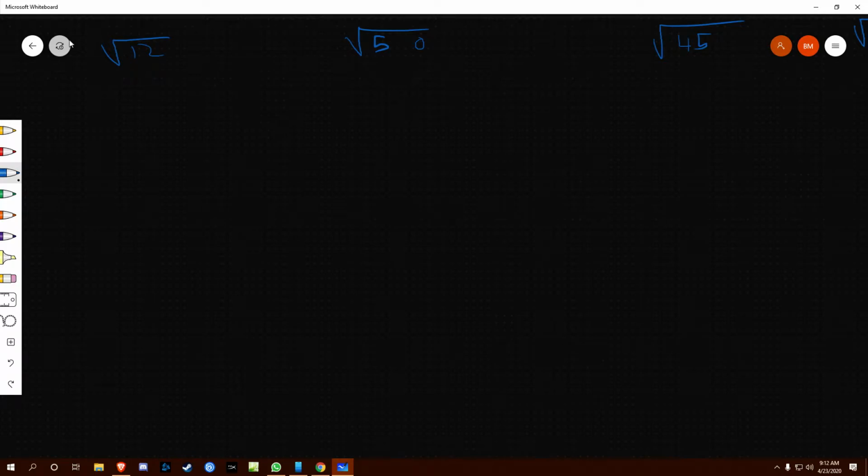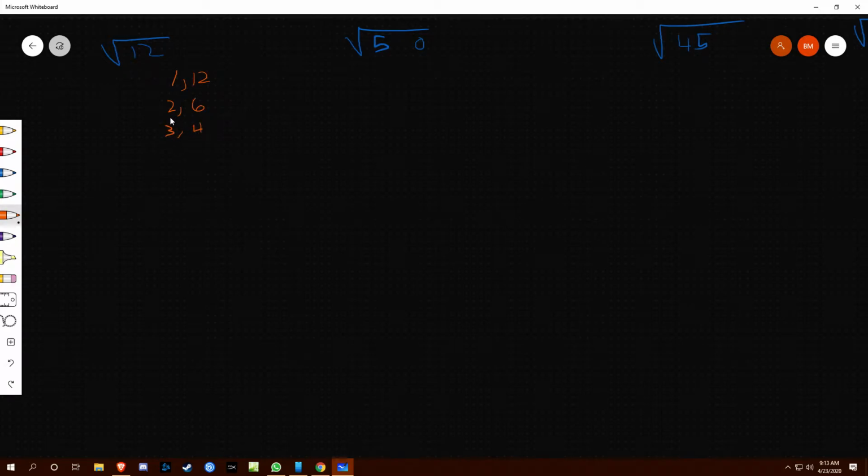So I'm going to start with square root of 12. How do I simplify square root of 12? What I'm going to do is find all the factors of 12. So that's where the factor sheet comes into play. So it's 1 times 12, 2 times 6, and then 3 times 4.